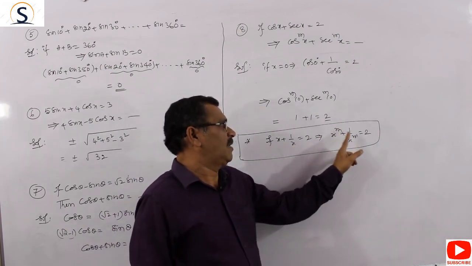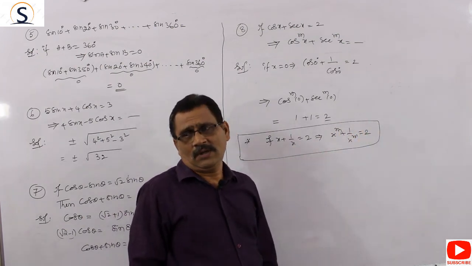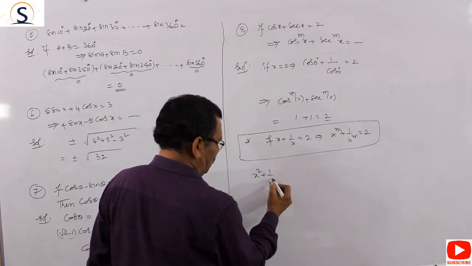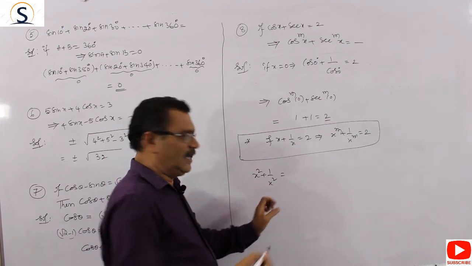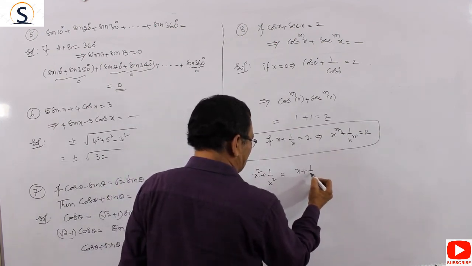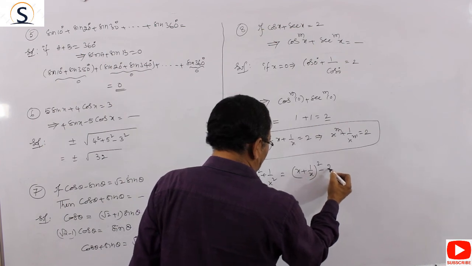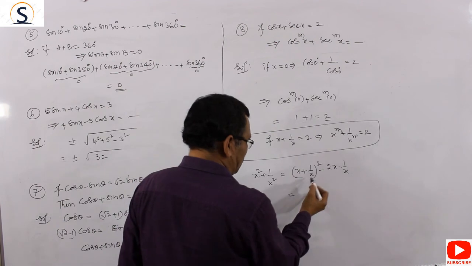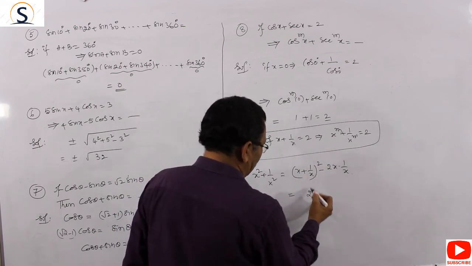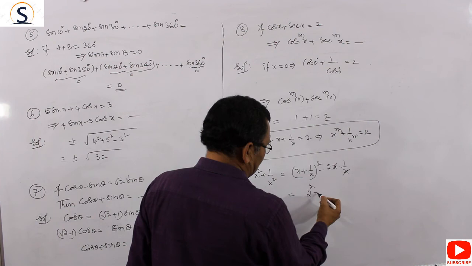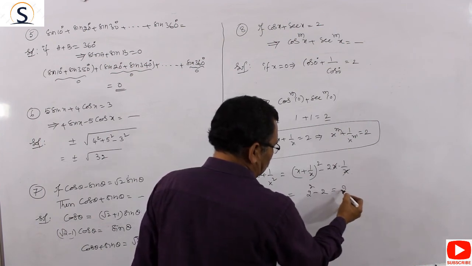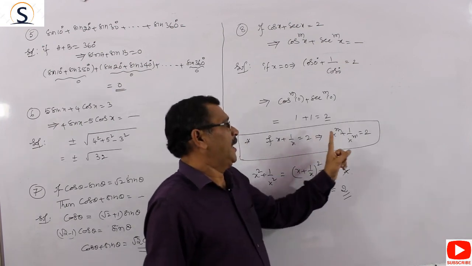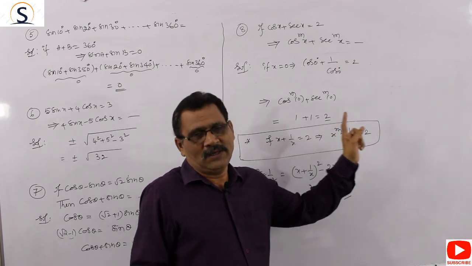Or, x plus 1 by x is equal to 2. If you take x square plus 1 by x square, that is also 2. Right? See, x square plus 1 by x square, what will happen? It is like a square plus b square. This can be written as a plus b whole square minus 2a into b. But the x plus 1 by x value is given as 2. So it is 2 square minus 2, the x cancels. So 4 minus 2 is equal to 2. This is the result. Okay. So x plus 1 by x is equal to 2, x power m plus 1 by x power m is equal to 2.